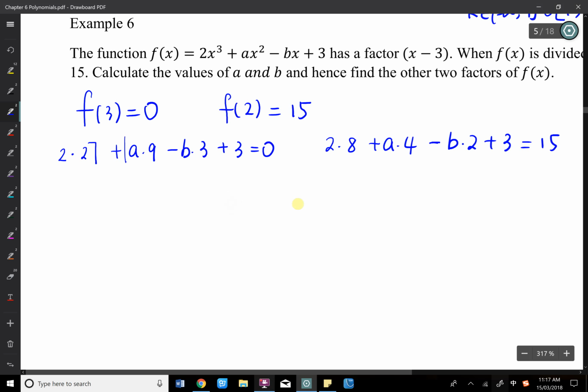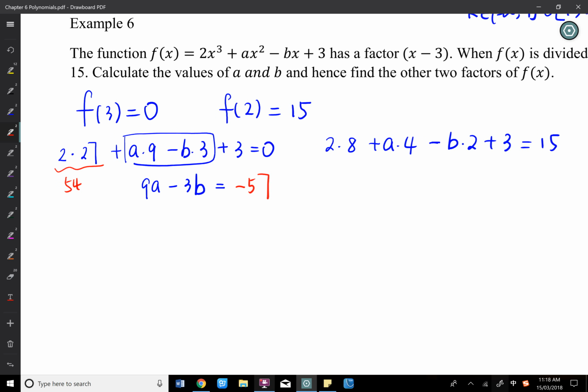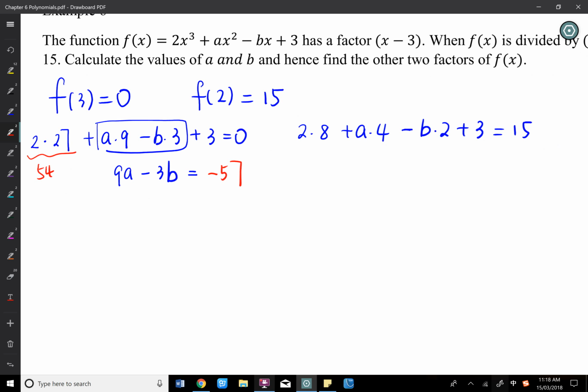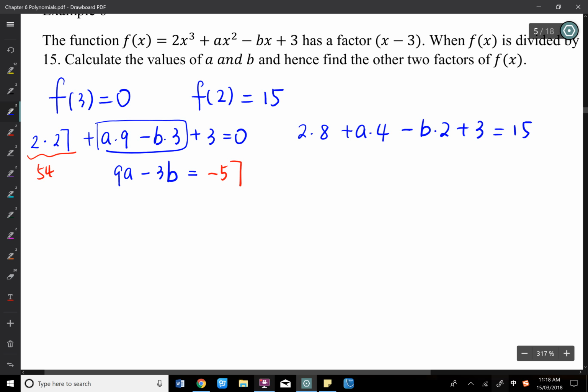So what I will have here is 9a minus 3b equals, okay, what's that? That's 54, so it's minus 57. We move the 54 to the other side and the 3. And we can further divide by 3 on both sides. So it's 3a minus b equals minus 19, I think.